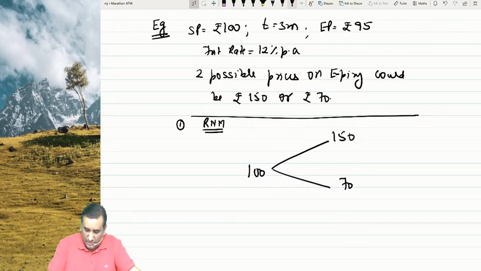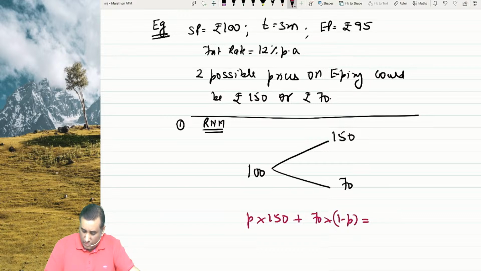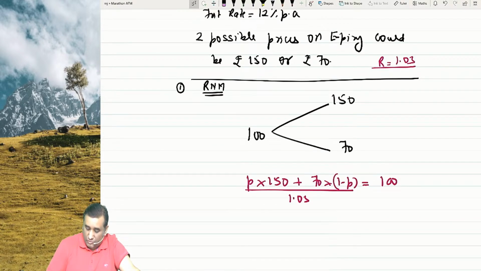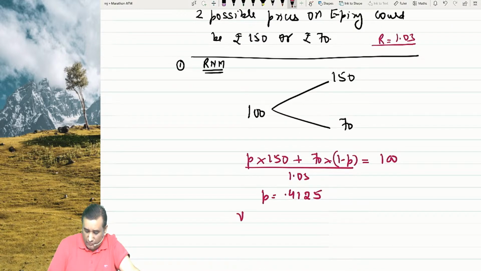Basically we find the probability under this: 150 plus 70 into 1 minus P, this is after 1 year, divided by what rate? 3 months, R would become 1.03, equal to 100. P we will get as 0.125.